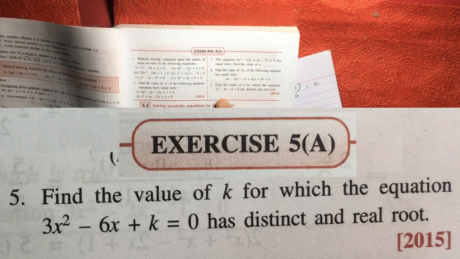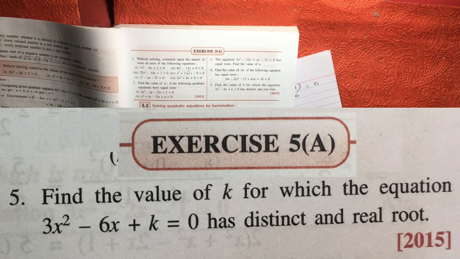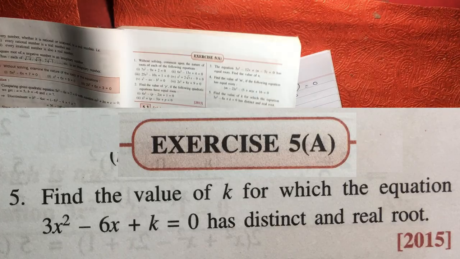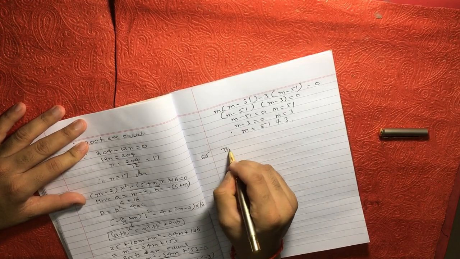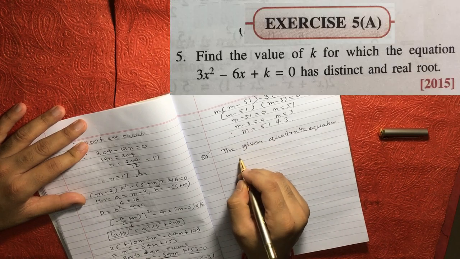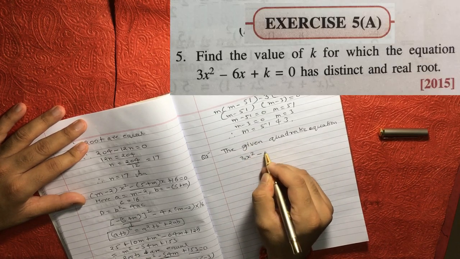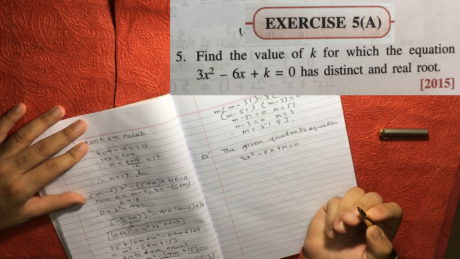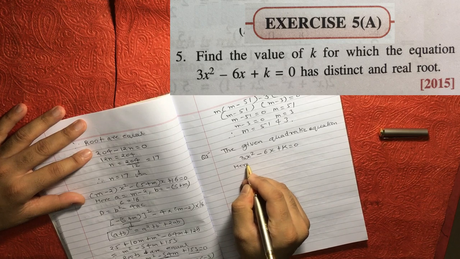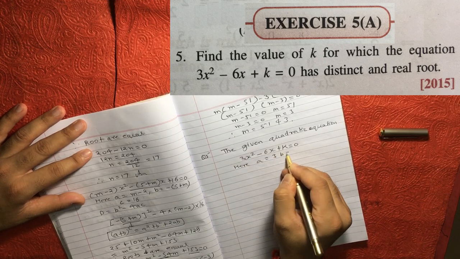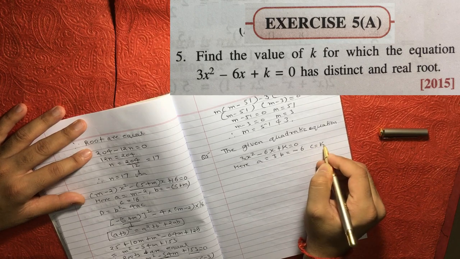So the last question of exercise 5A, which is 5, is: find the value of k for which the equation 3x square minus 6x plus k is equal to 0 has distinct and real roots, right? And that is again a question of the 2015 board exam. Let me solve it. In the question, the given quadratic equation is 3x square minus 6x plus k is equal to 0, right? Now here a is equal to 3, b is equal to minus 6, and c is equal to k.